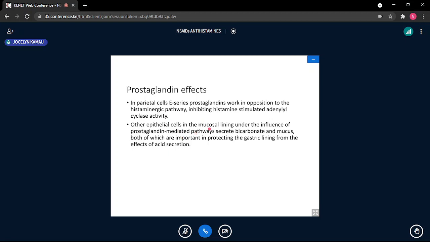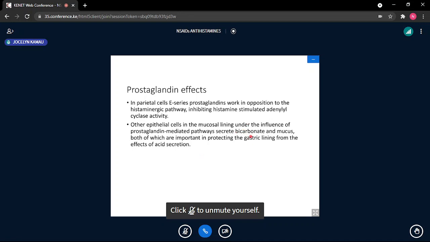So also you have other cells within them, the mucosal lining, again under the influence of the prostaglandins, can also secrete bicarbonate and mucus. Bicarbonate, sodium is always there. The bicarbonate is a base neutralizing the acid. The mucus acts as a plug. It blocks or it covers the ulcer, and both of which are important in protecting the gastric lining from the effects of the acid secretion.